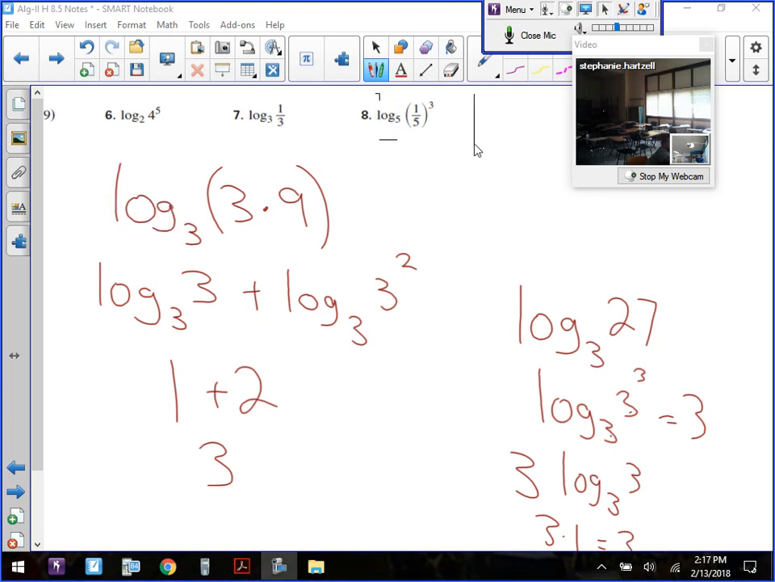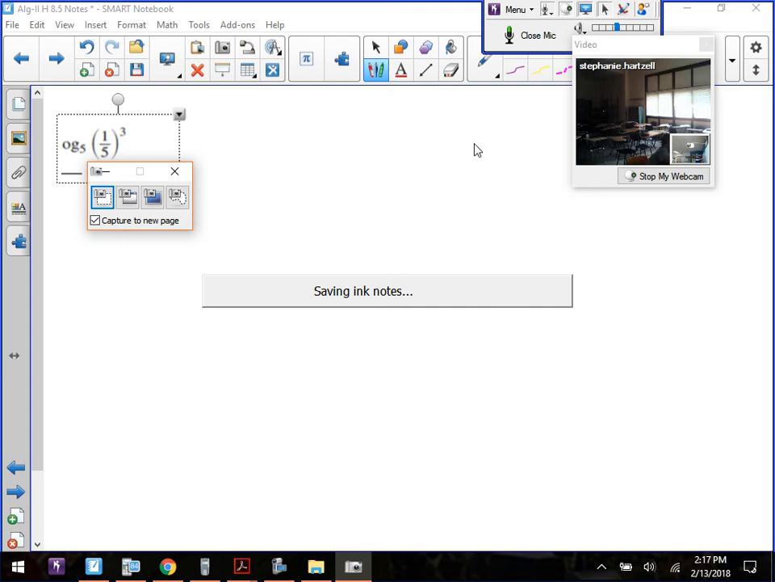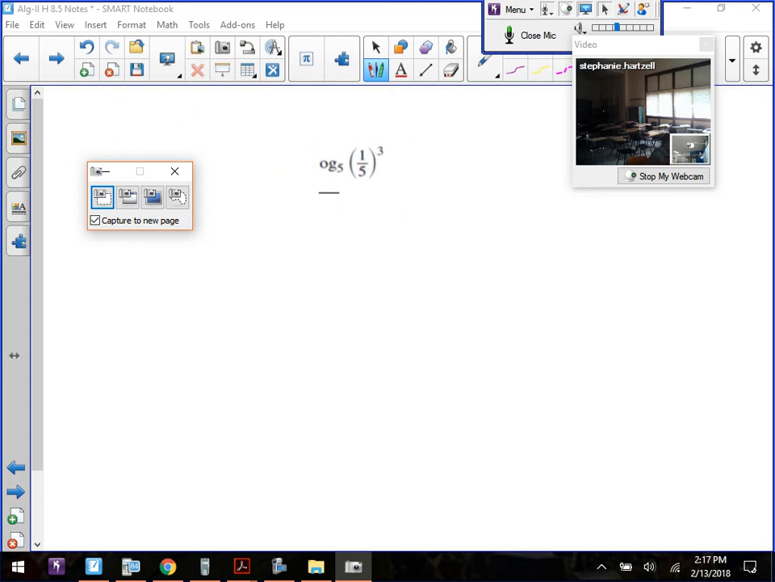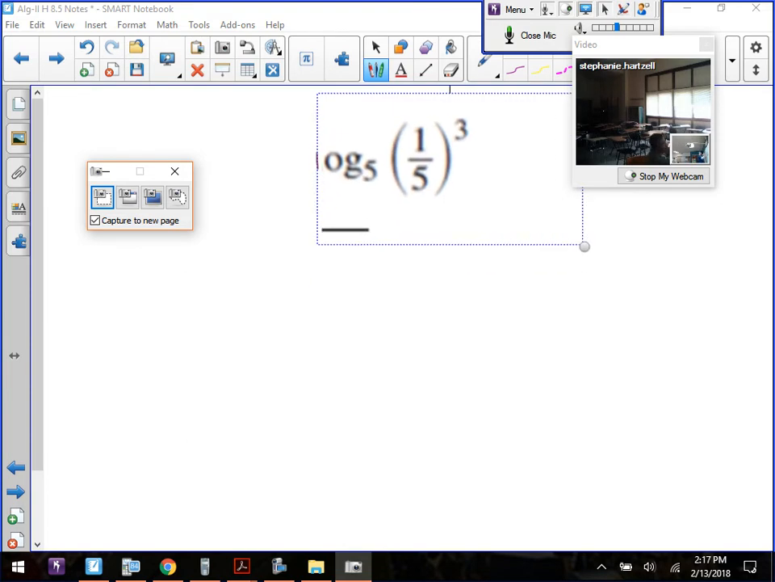All right. Same deal here. I do log base 5 of 1/5 to the third. Oh, that's really cool. Sorry for those of you with bad eyes.